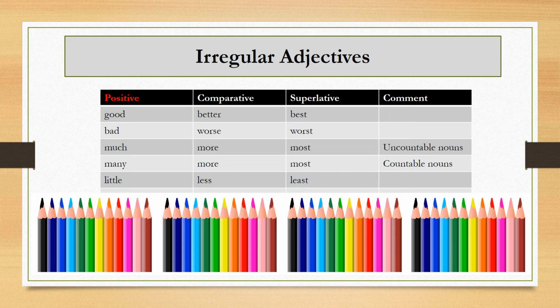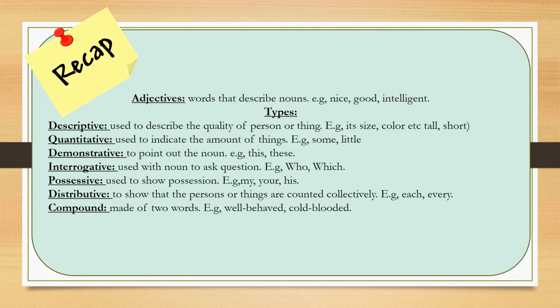After this, come to its recap. Adjectives are the words that describe nouns. For example, nice, good, intelligent, ugly, beautiful. And its types: the first one is descriptive. It is used to describe the quality of a person or thing, for example, its size, color. Quantitative is used to indicate the amount of things, for example, more, less, some, little.